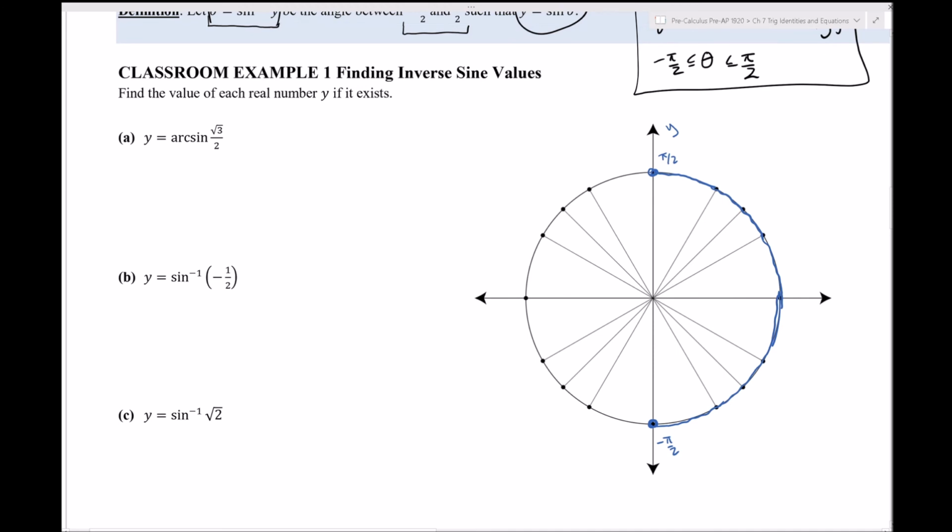So we'll start with letter A. Now letter A, it says y is equal to arcsine, and that's a typo, and I thought I fixed it, but I didn't fix it. Those should be thetas. So theta is equal to arcsine of square root of 3 over 2.